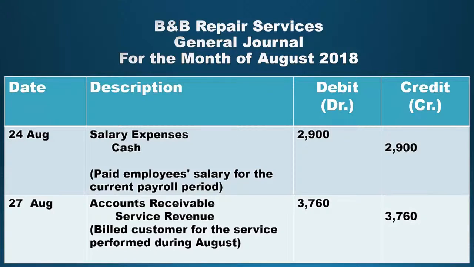August 27, billing customers for services performed. Step 1. What happened? The company billed customers $3,760 for repair services they performed during August. The customers haven't paid yet, so this amount is recorded as accounts receivable.